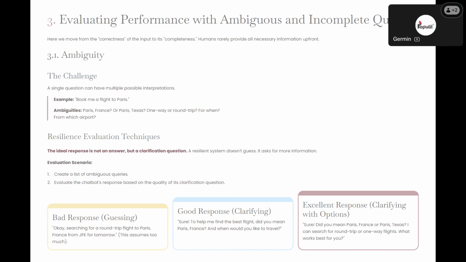But a resilient chatbot, one that knows how to handle uncertainty, will not guess. Instead, it will ask for a clarification.